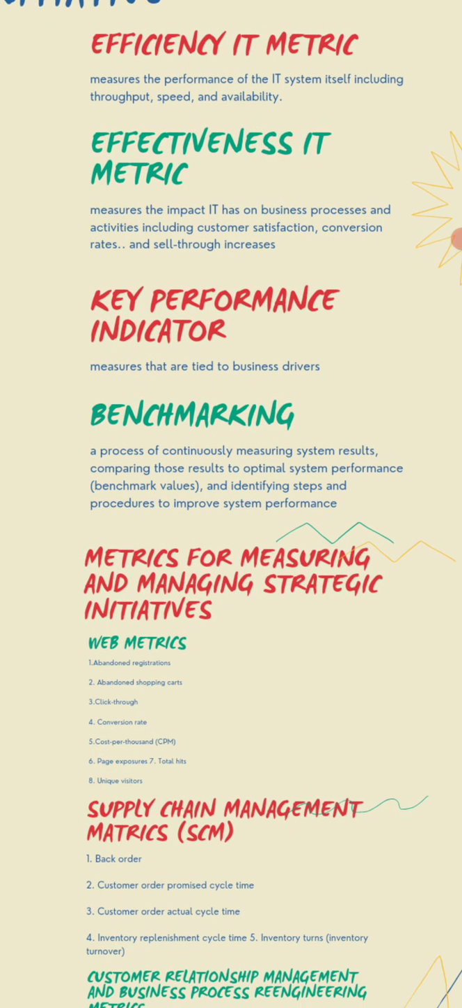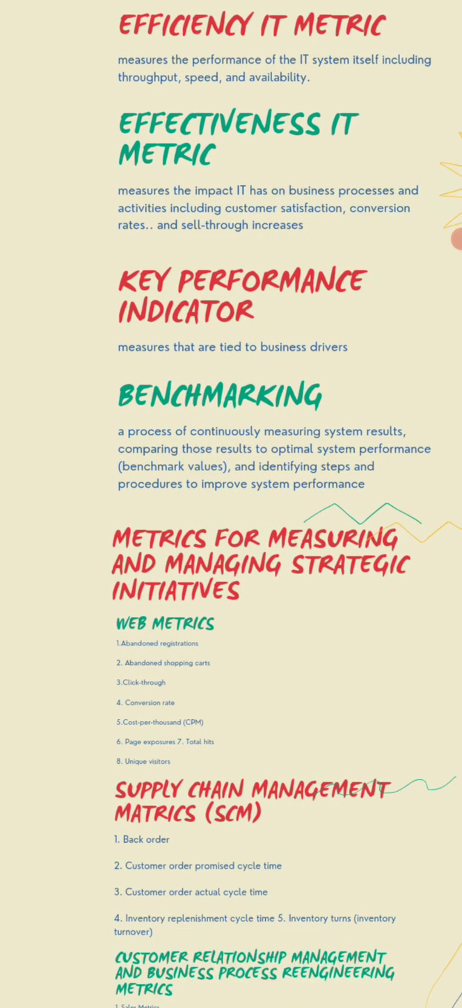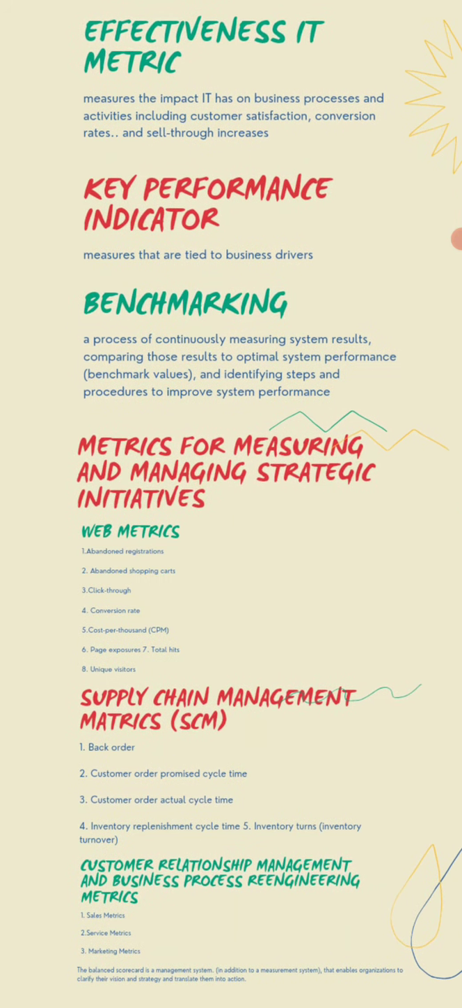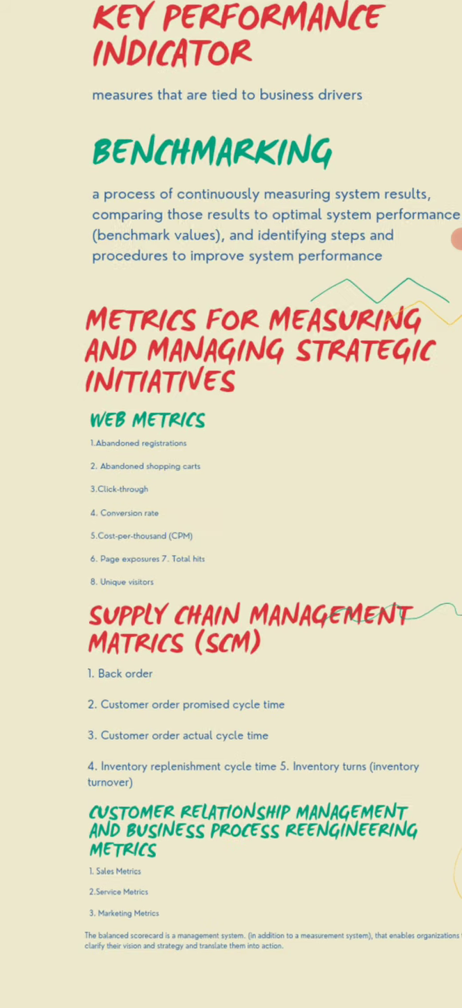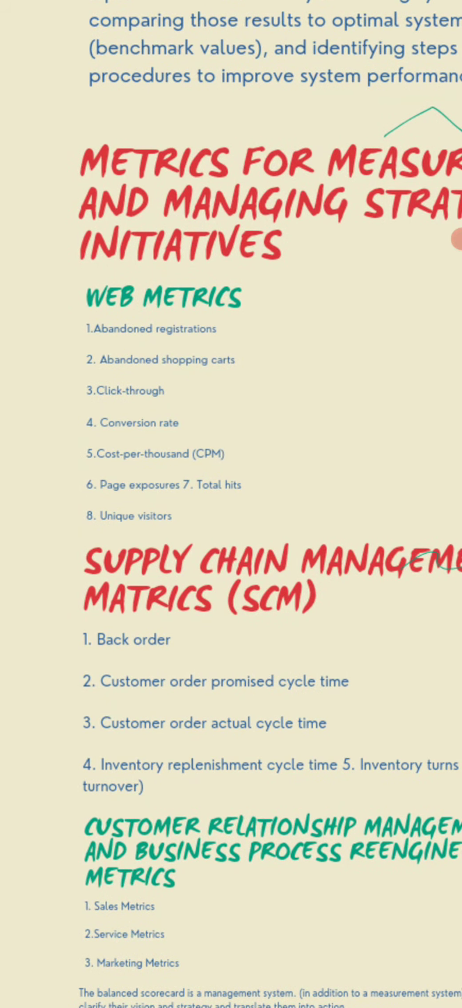The third one is key performance indicator. It measures that are tied to business drivers. The fourth one is benchmarking. The next point is metrics for measuring and managing strategic initiatives, which are, the first one is web metrics: abandoned registrations, abandoned shopping carts, click-through, conversion rate, cost per thousand, page exposure, total hits, and the eighth one is unique visitors.